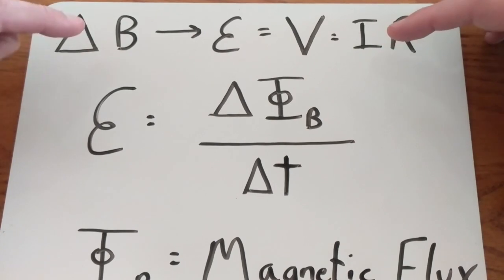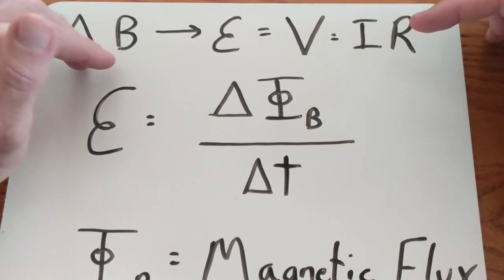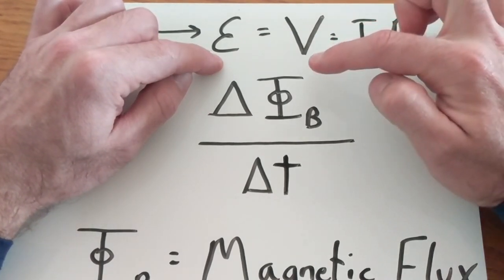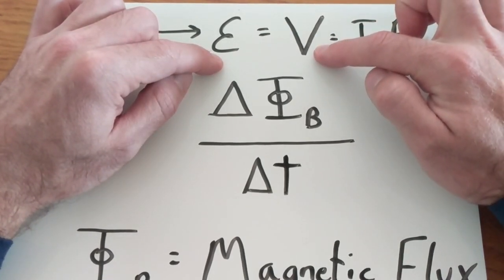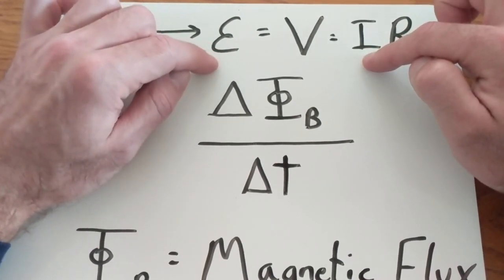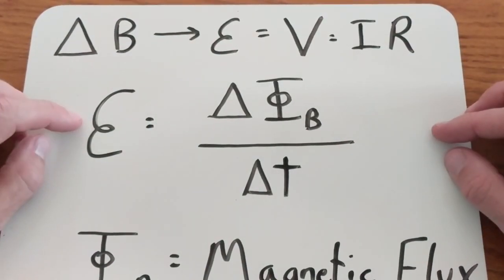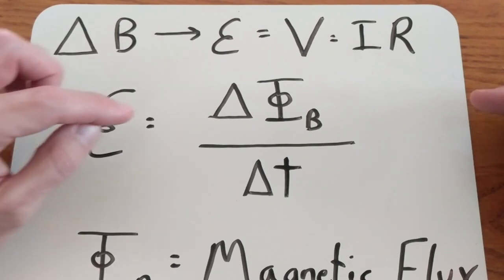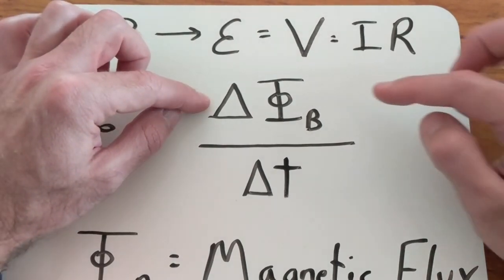But remember, the technicality is that a change in magnetic field produces an EMF, an electromotive force, and that electromotive force is the V, the voltage, and that voltage then produces the I. So let's talk about this EMF. Our equation is this. This is the symbol for EMF. The units for EMF is voltage, and it equals delta, this thing.